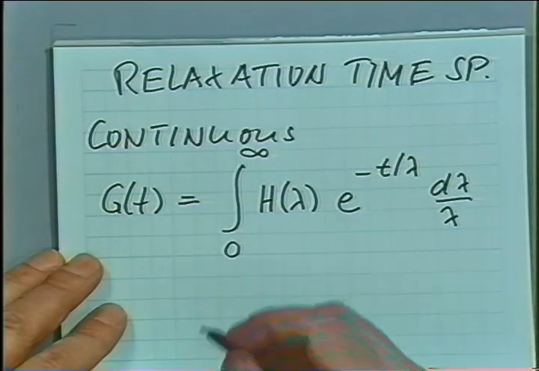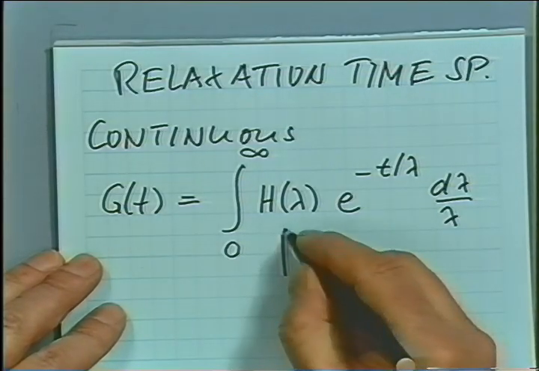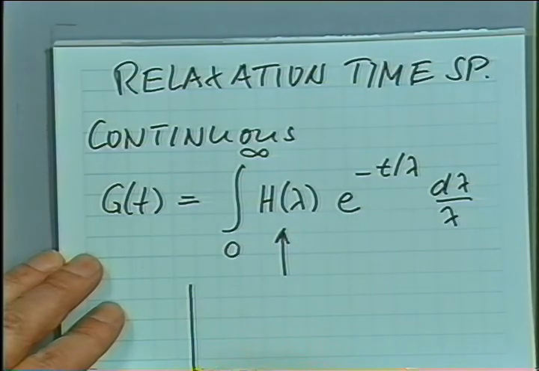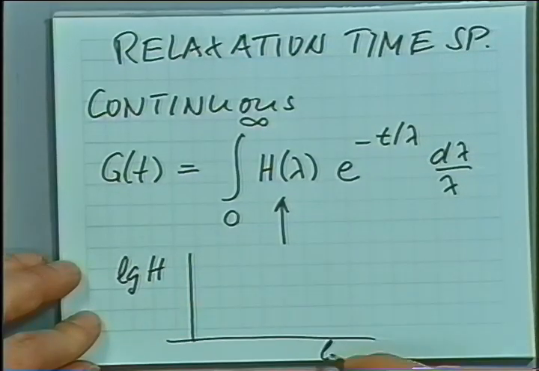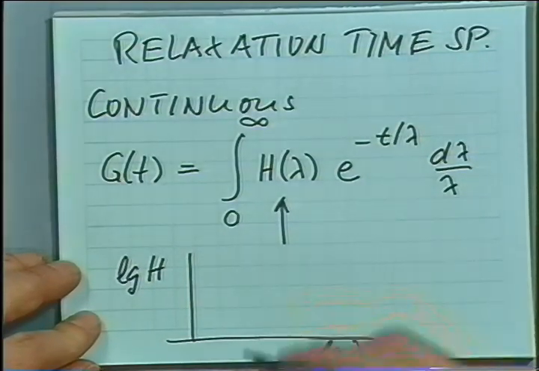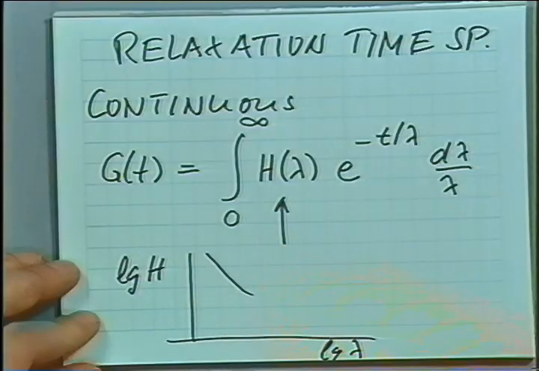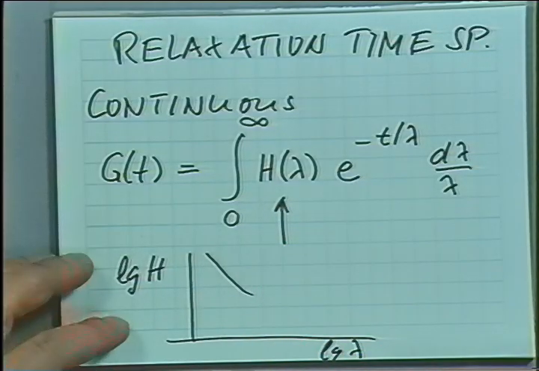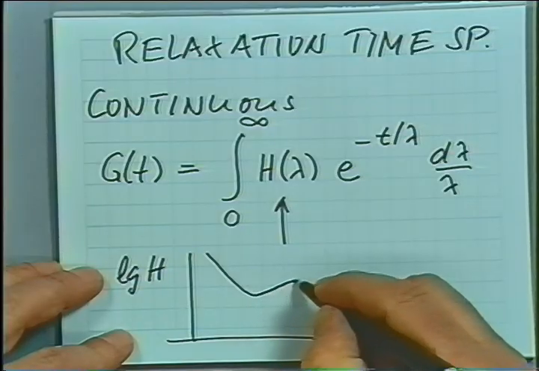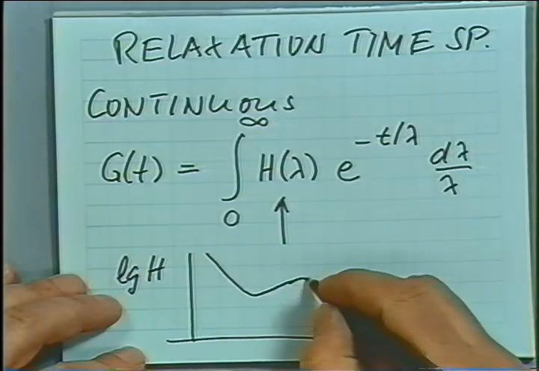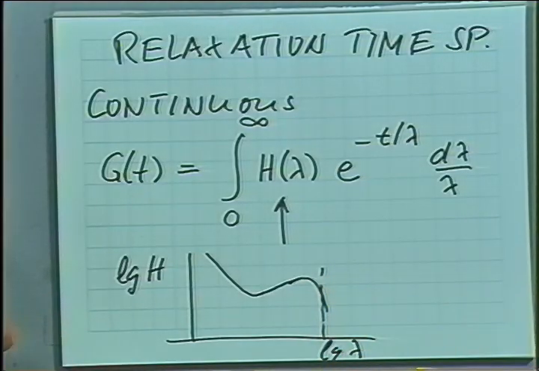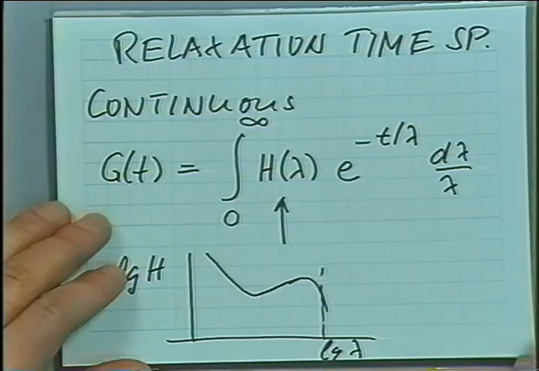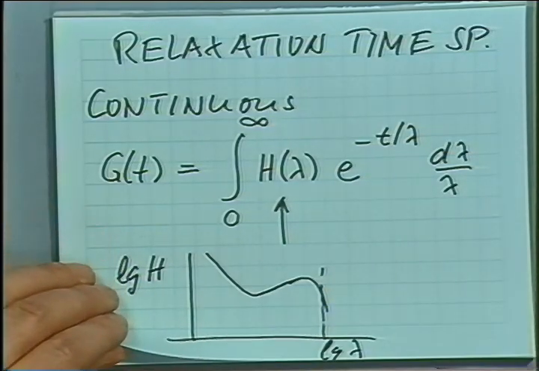The result of characterization of the material here in terms of this H of lambda would be a curve, log H over log lambda, some decaying function for the transition to the glass. And then there's something for the entanglement region or the plateau type region, and then there will be a transition to 0. And somewhere here will be the longest relaxation time of the material, the cutoff. So that would be the continuous representation of the spectrum.